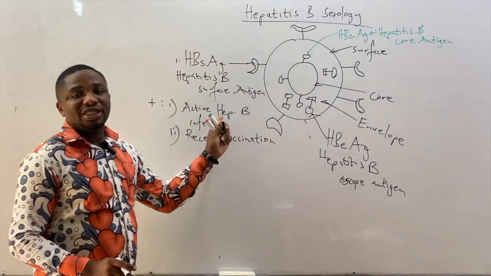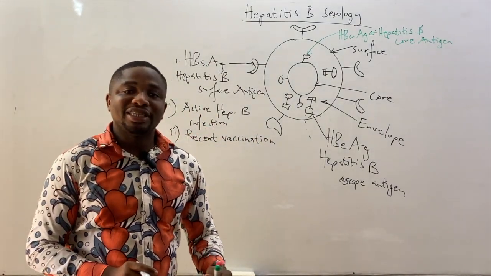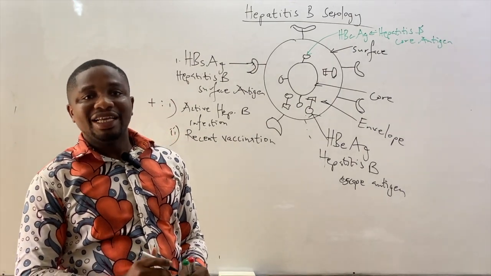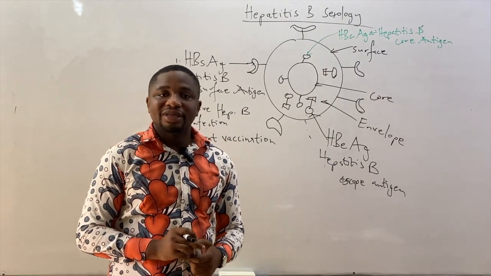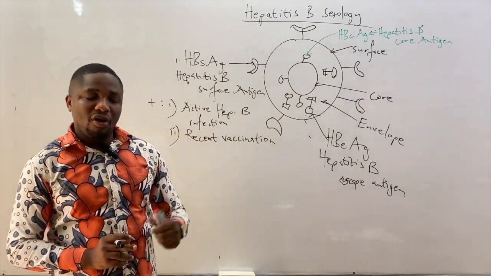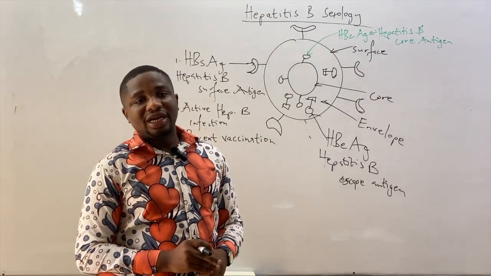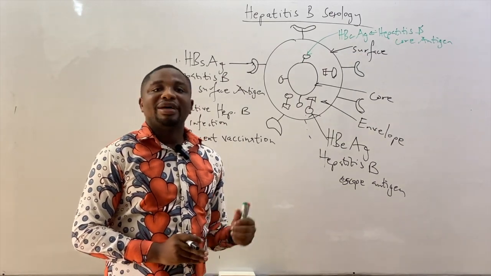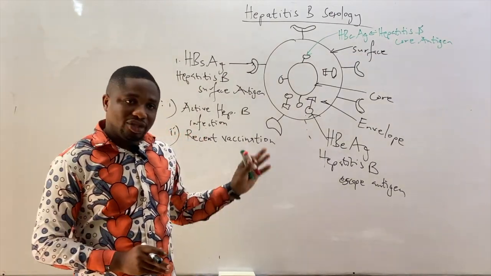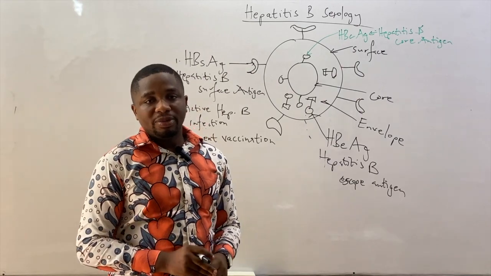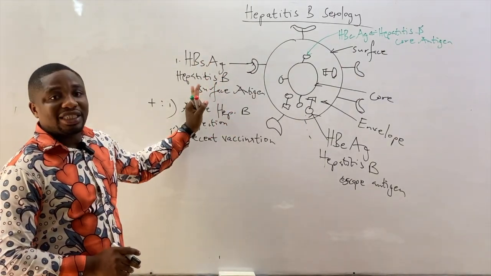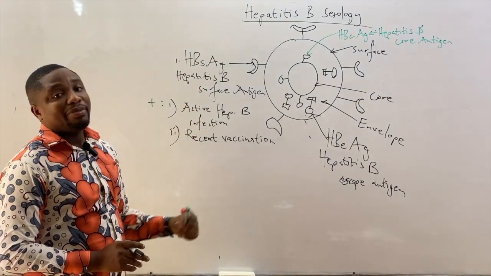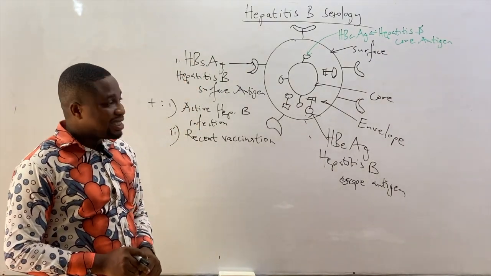So these are the two reasons why hepatitis B surface antigen can be positive. Either the individual has an active hepatitis B viral infection, or he or she has just received the hepatitis B vaccine. Those are the two reasons why it could be positive. All right, so that's the clinical significance of hepatitis B surface antigen.